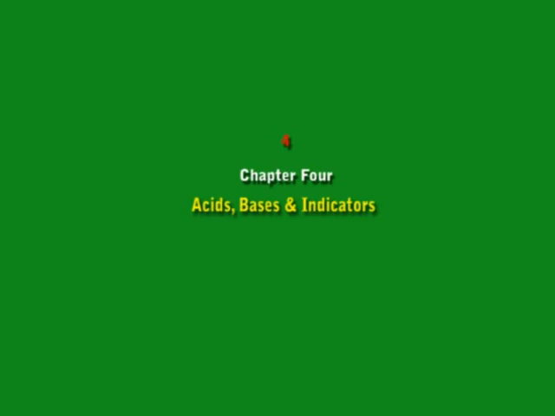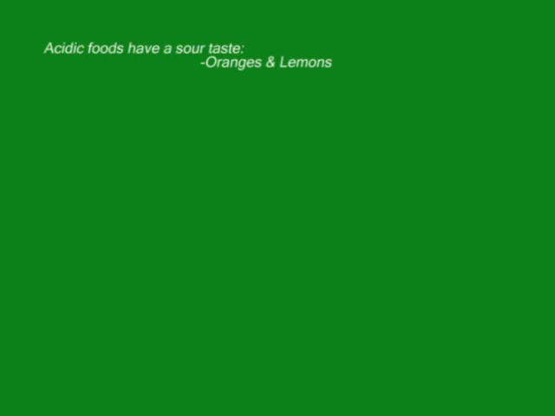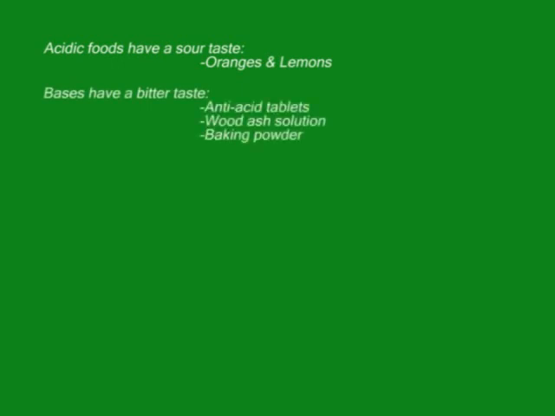Acids, bases, and indicators. Now, certain foods such as oranges and lemons have a sour taste when eaten, and these foods contain acids. All acids have sour tastes. Other things have a bitter taste, and such include antacid tablets, wood ash solution, and baking powder, and these contain bases. Bases have bitter tastes when ingested.